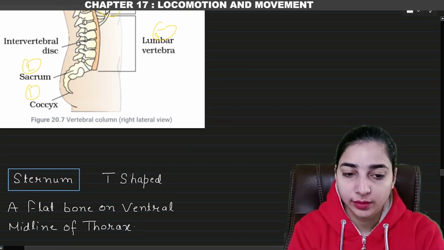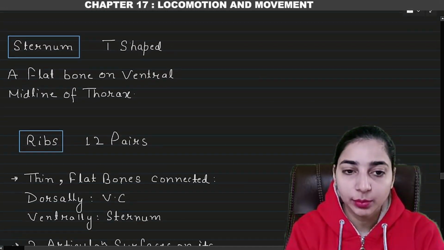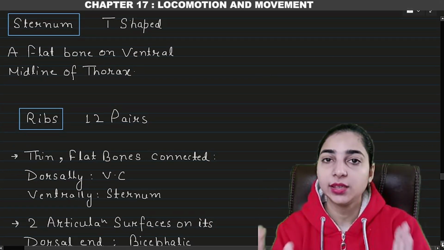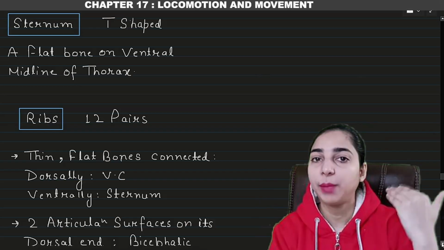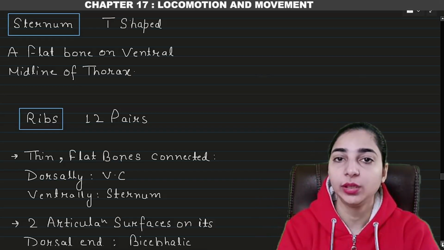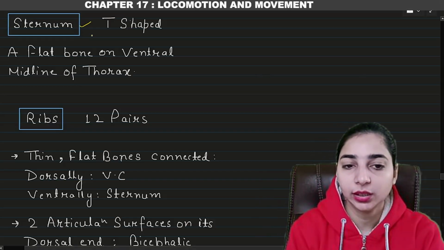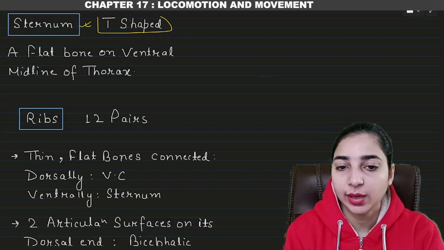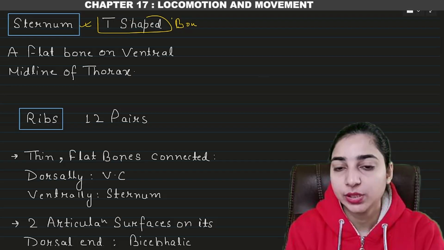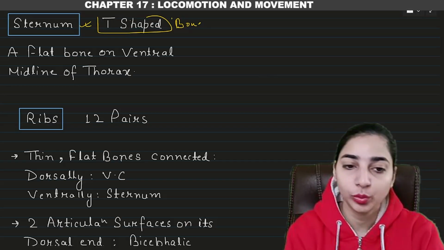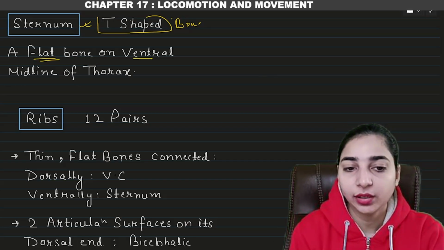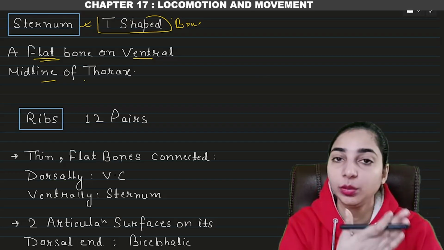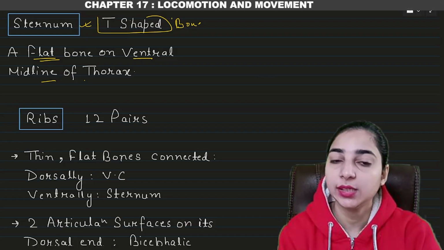Now let's proceed. So we have discussed about the skull region. Then in the middle part, that is in the trunk region, we have discussed about the backward part, that is the vertebral column. Now let's come to the front part, that is sternum. So the front part consists of the sternum, which is a single T-shaped flat bone on the ventral midline of the thorax. So if you touch at the middle of your chest, you will feel a flat bone. That bone is nothing but the sternum.